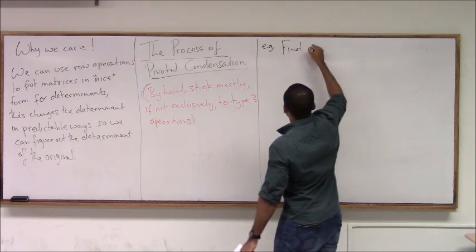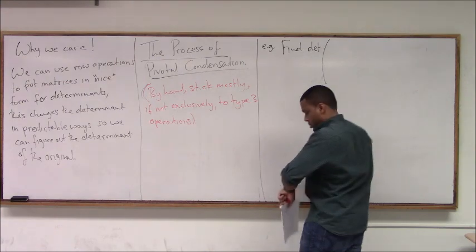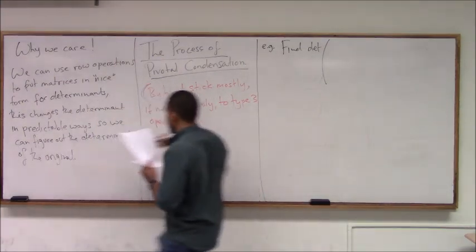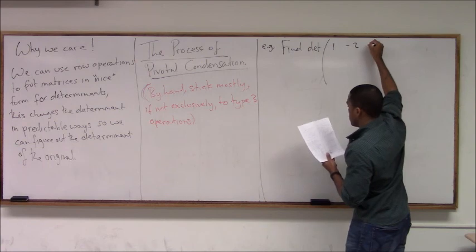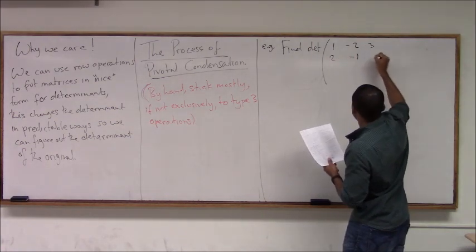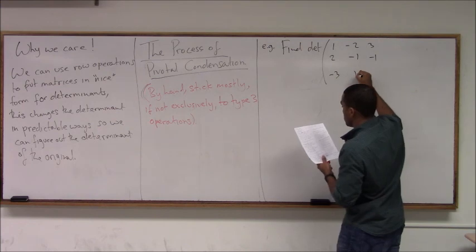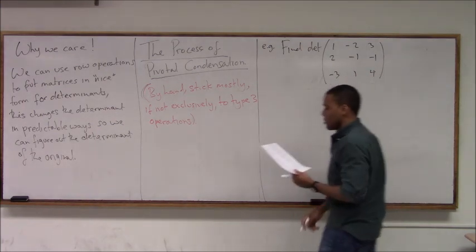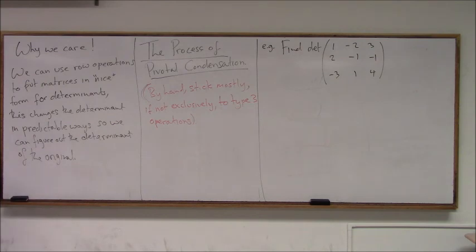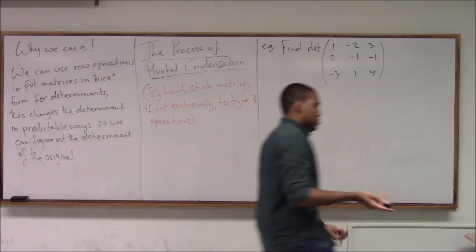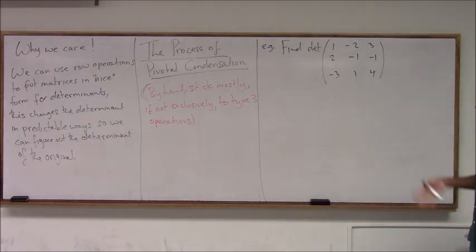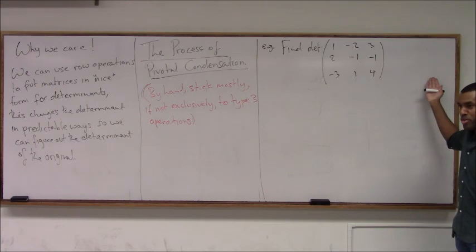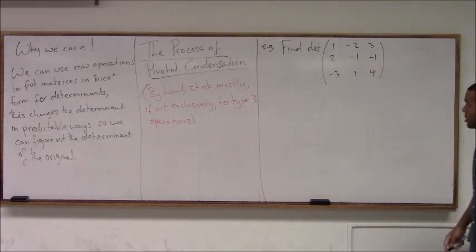Find the determinant of the matrix with rows 1, minus 2, 3; 2, minus 1, minus 1; minus 3, 1, 4. Notice that that guy has no zeros. So you can actually just bite the bullet and decide to expand along a row, but you probably wouldn't even want to do that if I gave you a 4x4, so forget that. But I'm illustrating with a 3x3. So what I'm going to want to do is create zeros somewhere.